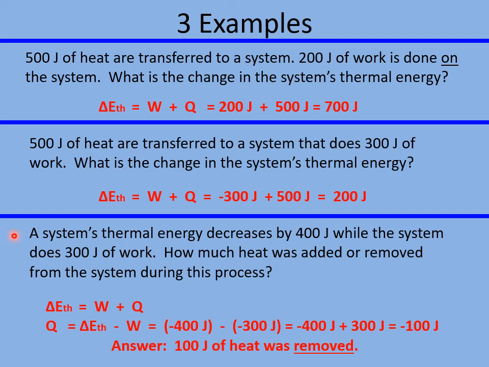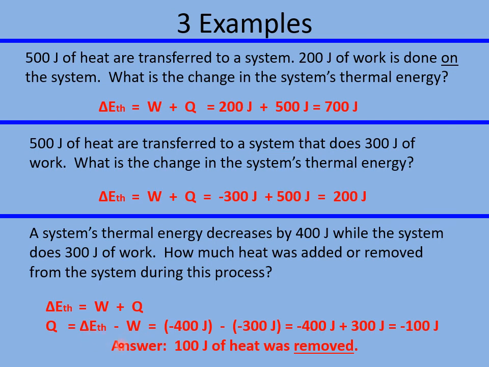Let's do one more. A system's thermal energy decreases by 400 joules, while the system does 300 joules of work. How much heat was added or removed from the system during this process? This one we have to be really careful with signs and moving things around in the formula. As always, let's start by stating the first law of thermodynamics as delta E thermal equals work done on the system plus heat added to the system. We're solving for Q, right? The question is how much heat. So Q is equal to delta E thermal minus the work done on the system. We're just moving work to the other side.